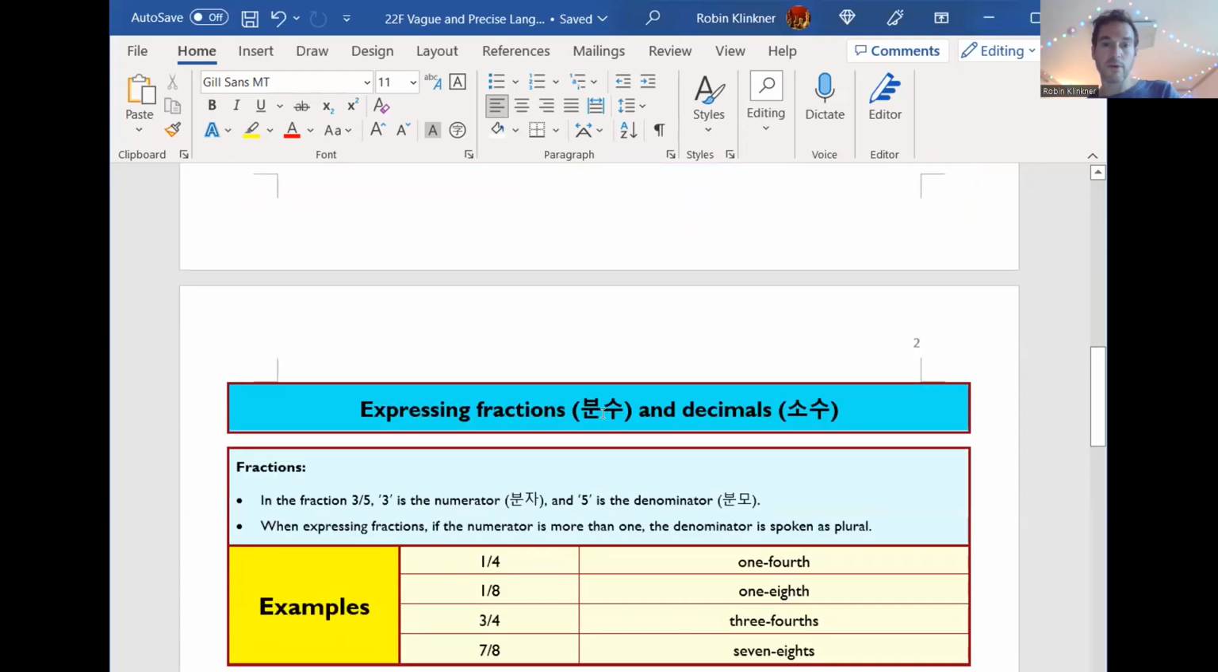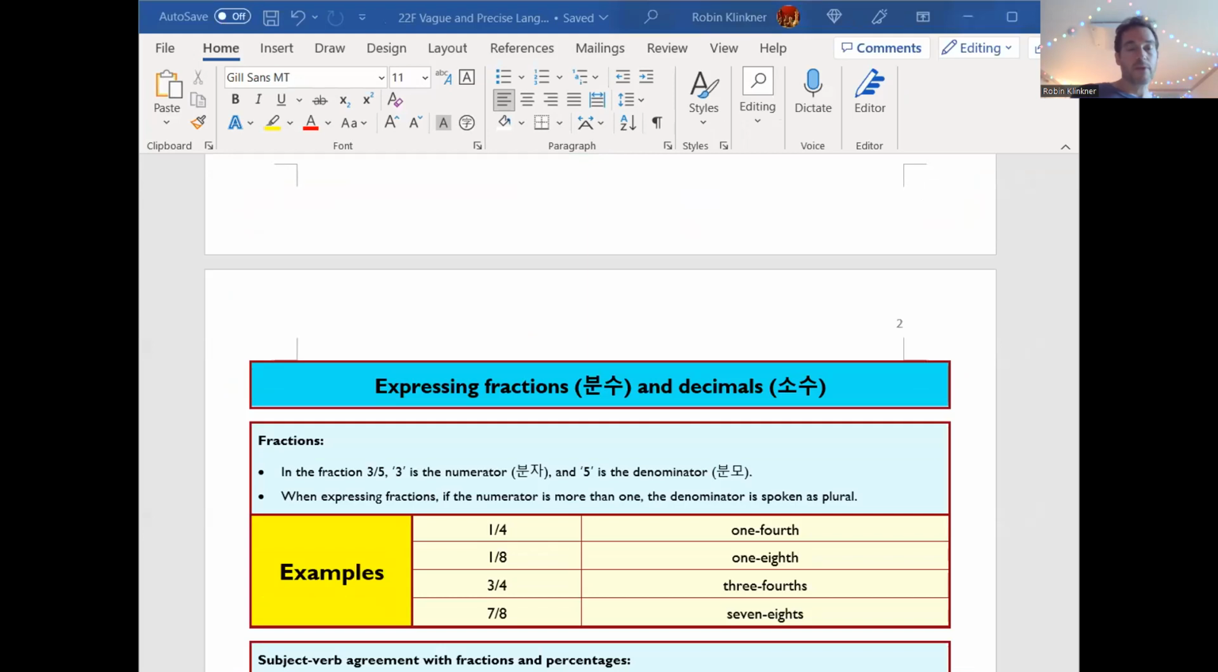So fractions are bunsu and decimals are sosu. And that's actually in this too. So, okay, here's a fraction with bunsu. 3/5. 3 is the numerator, bunja. 5 is the denominator in this fraction, bunmo. So when speaking fractions, if the number on top, the numerator, is more than 1, the denominator, the number on bottom, is spoken as plural.